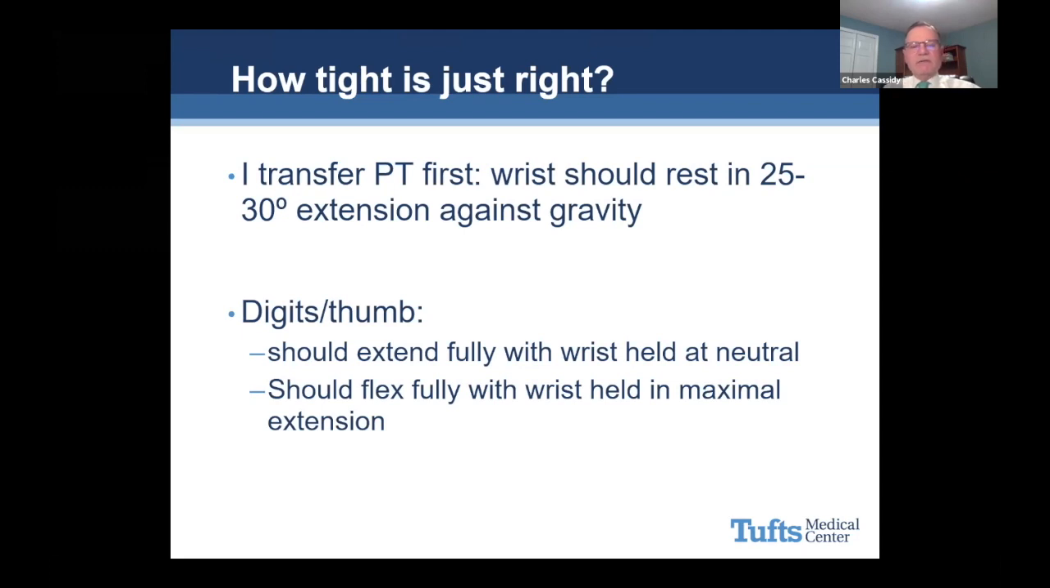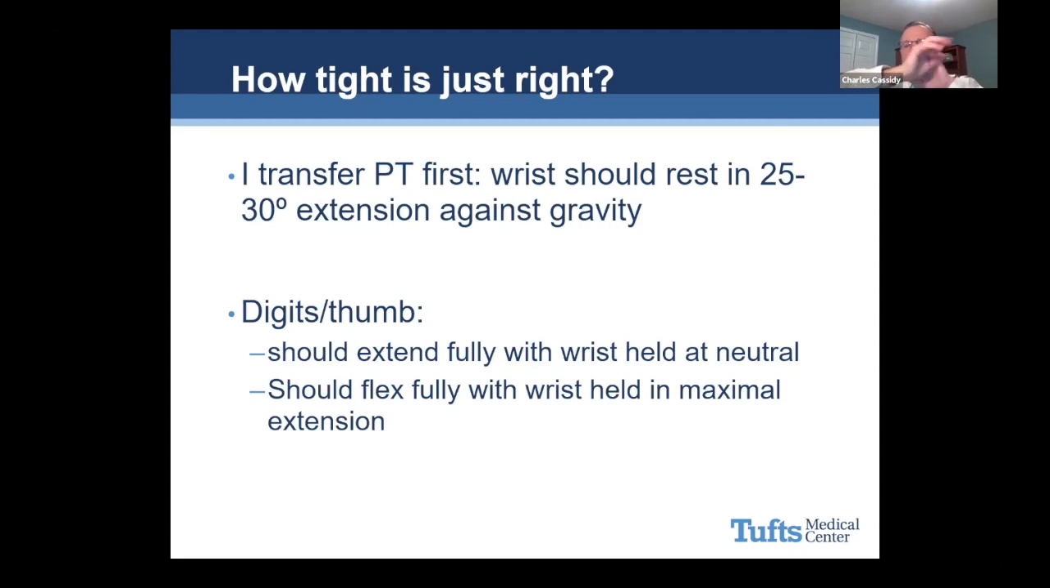And also there'll be some softening of the tendon at the suture site, which will result in a little bit of relative lengthening. So what I like to do is I transfer the pronator teres first. And I do it so that the wrist is just resting in about 25 or 30 degrees against gravity when I let go, but I can still passively flex it.